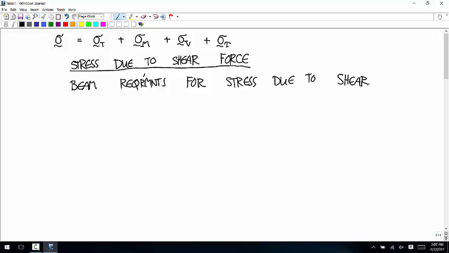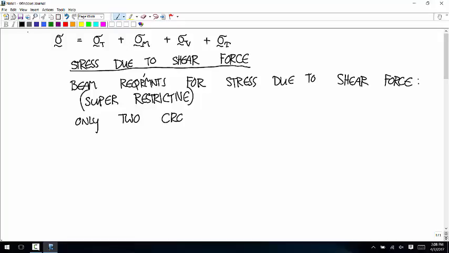Right. Well, the stress due to tension and compression wasn't restrictive at all. There were no requirements. For bending, it was fairly restrictive. There was some symmetry stuff. There was some stuff about being prismatic. This is cripplingly restrictive. Very restrictive. There are only two cross-sectional shapes we can deal with. Two cross-sectional shapes allowed. The first one is rectangular.